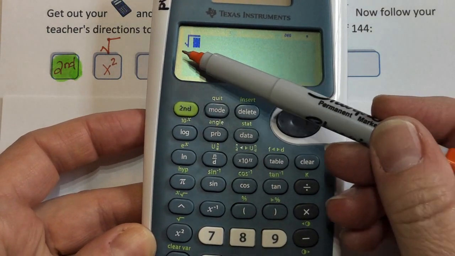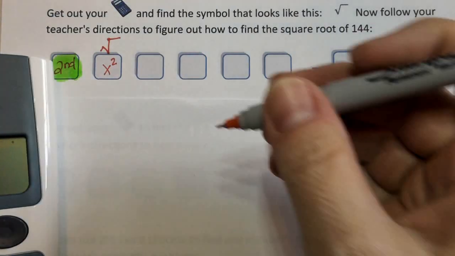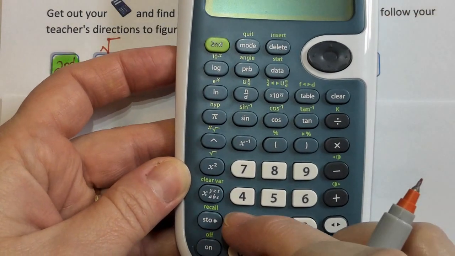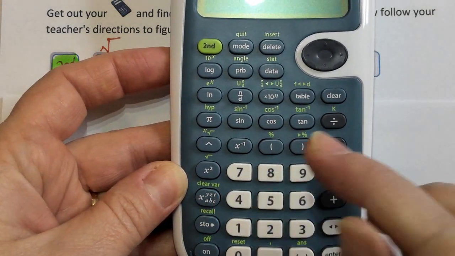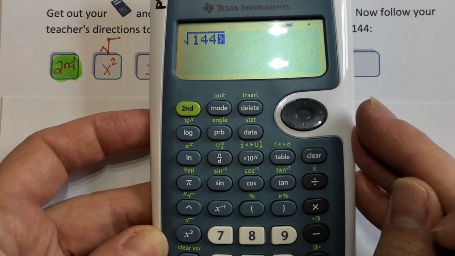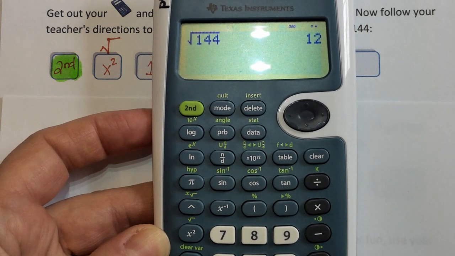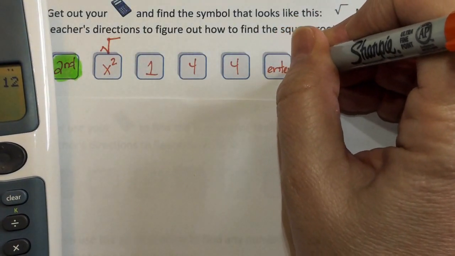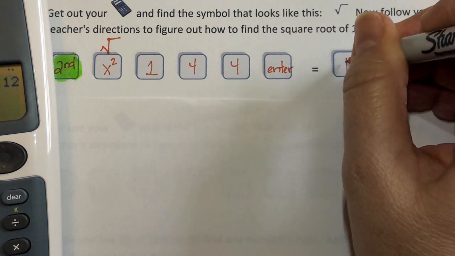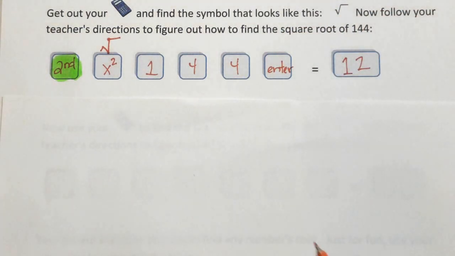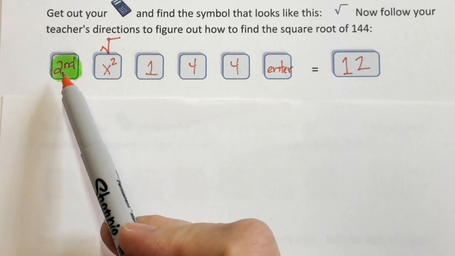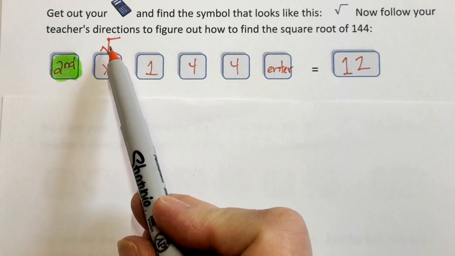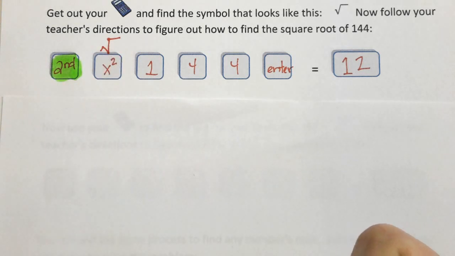And then you'll see you've got a blinking cursor here. It's saying what number? Square root of what number? We're going to type in 1, 4, 4. And then we hit enter. Aha. And it says 12. So go ahead and put these on your own paper. This is how you find the square root of a number. Make sure you know how to get the second or the shift key and then find the x squared because the radical sign is on top of it.